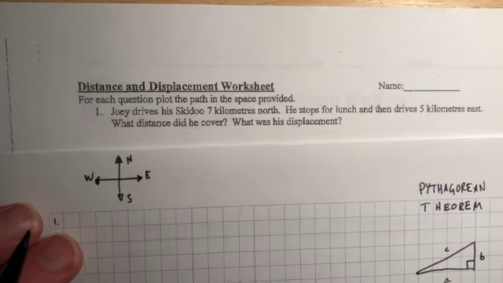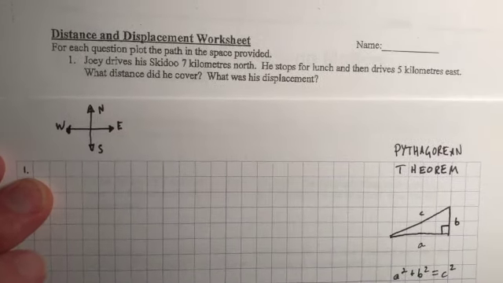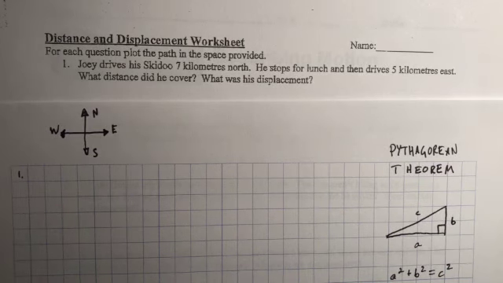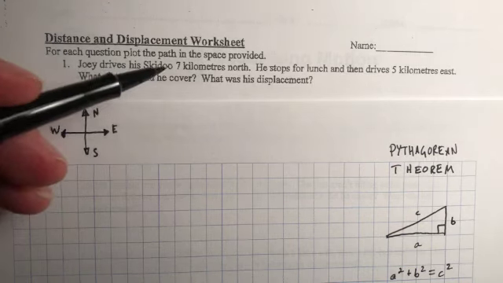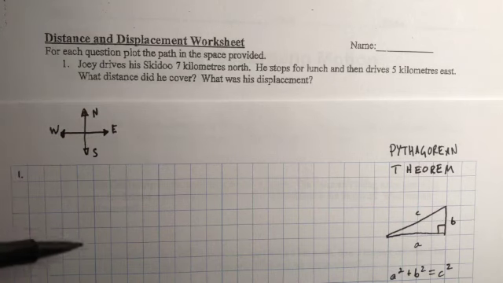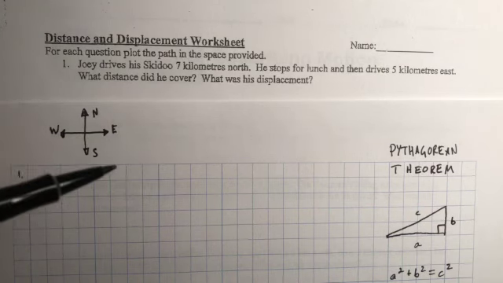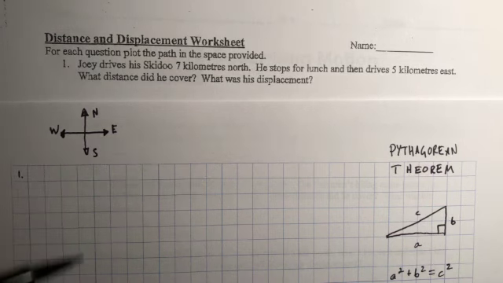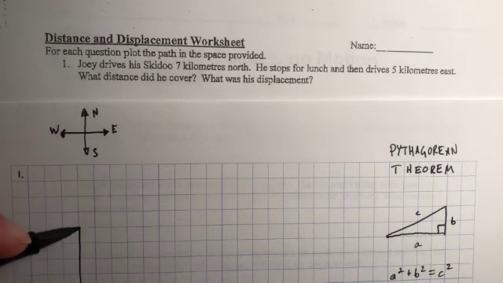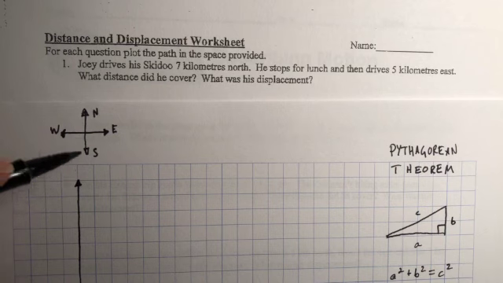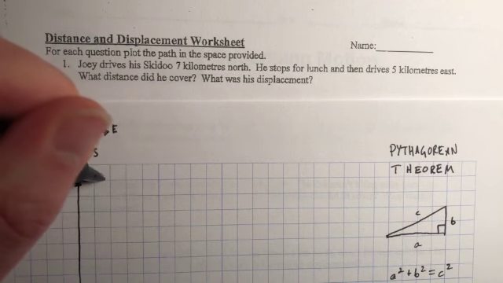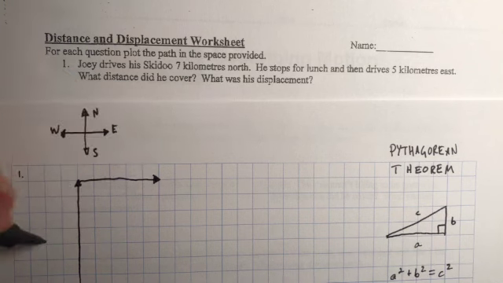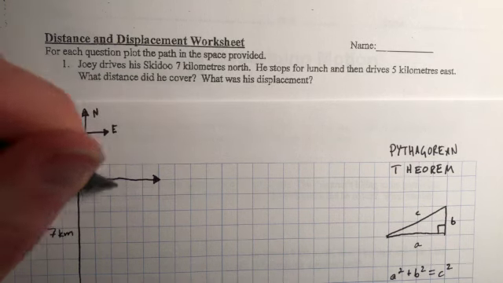Let's take a look at number 1 here. This says that Joey drives his Skidoo 7 kilometers north. He stops for lunch and then drives 5 kilometers east. What distance did he cover and what was his displacement? So we know that he's going to go 7 kilometers north, so I'm going to say that each box is a kilometer, and then 5 to the east, and east is to the right, and north is going up. So let's count 7 going up: 1, 2, 3, 4, 5, 6, 7. And then he goes 5 east: 1, 2, 3, 4, 5. So this is 7 kilometers here, and this is 5 kilometers.